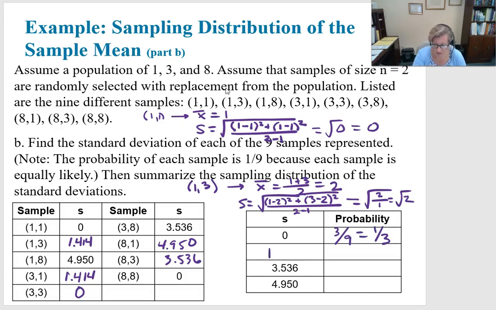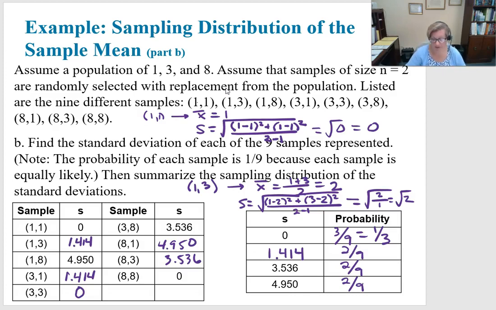The next value I saw was 1.414, and I had 2 of those. So 2 out of the 9 were that standard deviation. And then 3.53, I had 2 of those as well, so that was 2/9. And then 4.95, I had 2 of those as well. So this is my probability distribution of the standard deviations that I got from each of my samples.